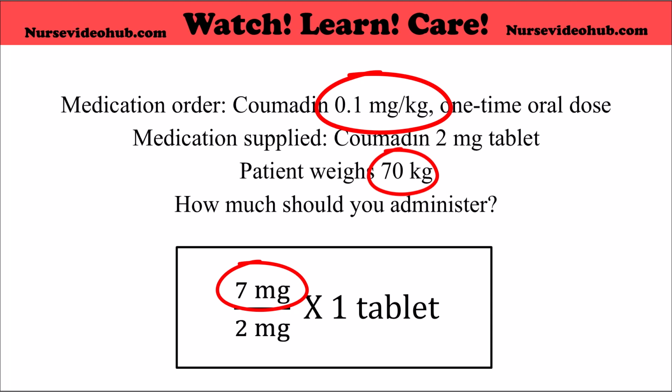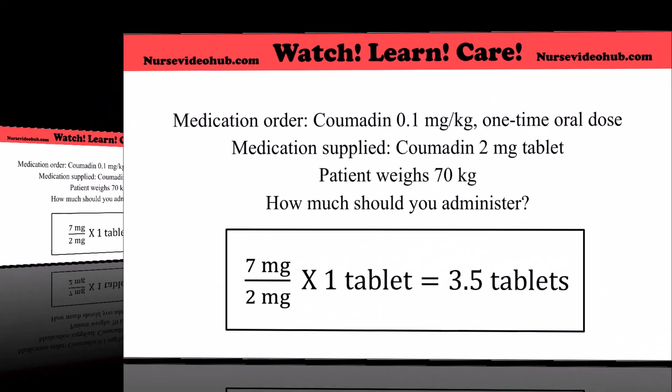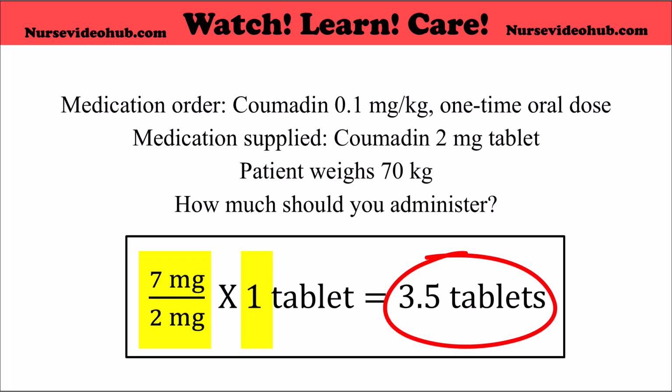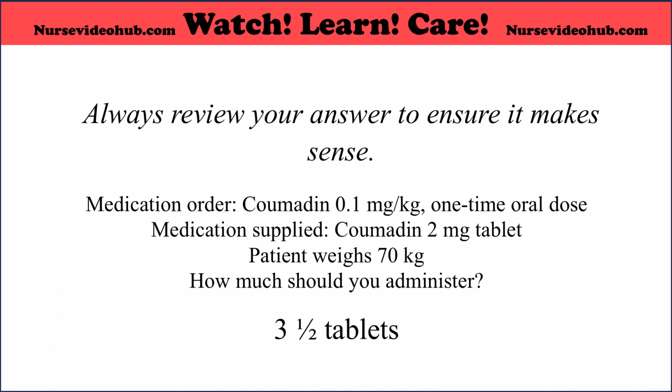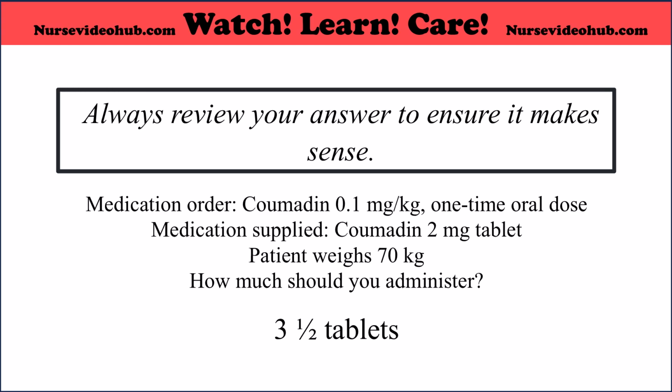Place that number in the formula for the desired. The dose you have available is 2 milligrams. Place that in the formula. Solve for the amount of medication to be administered. 7 divided by 2 is 3.5. Multiply that by 1. You would administer 3.5 tablets. Always review your answer to make sure it makes sense. 3.5 times 2 milligrams equals 7 milligrams.